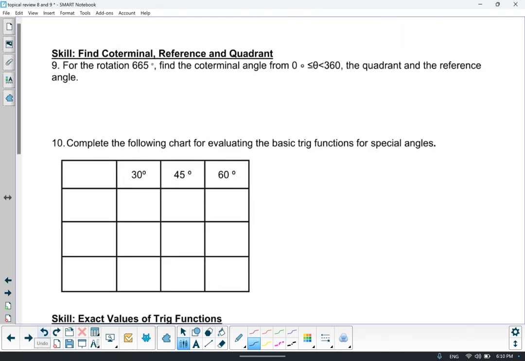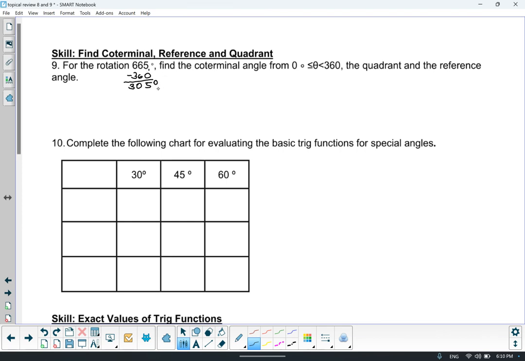Okay, number 9, for the rotation 665, find the coterminal angle between 0 and 360, the quadrant that the angle is in, and the reference angle. So this is more than 360. And so when that happens, to find the coterminal angle, if it's over 360, you keep on subtracting 360 until you find an angle between 0 and 360. And so we do, and we get 305 degrees.